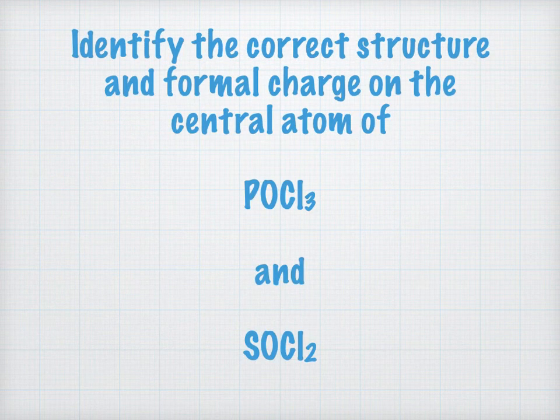So let's see if we can't do a little practice here. See if you can write valid structures for POCl3 and SOCl3. To give you a hint, the chlorines are going to have to go on the outside of the structure. They can only form 1 bond. So you can look at attaching those chlorines. The phosphorus and the oxygen are obviously going to be bonded together, so where are all the different places you can attach the chlorines?